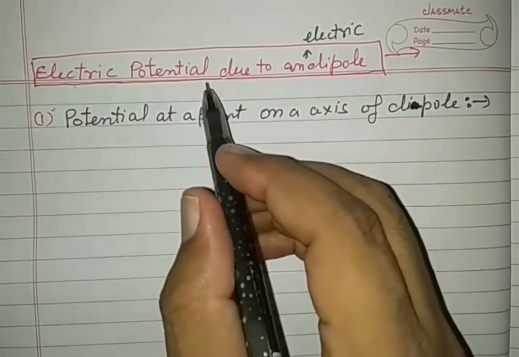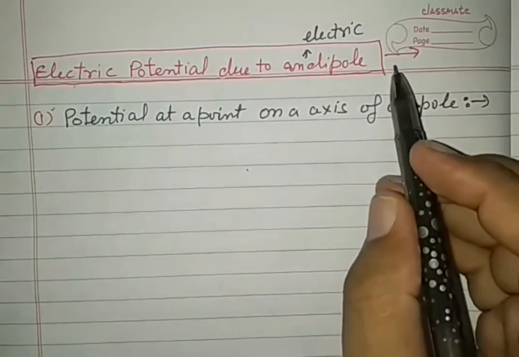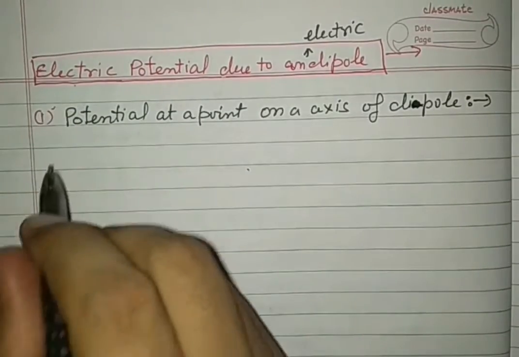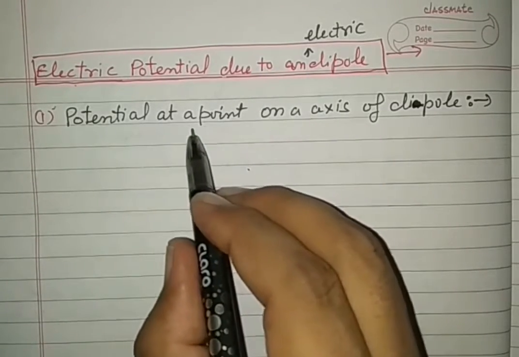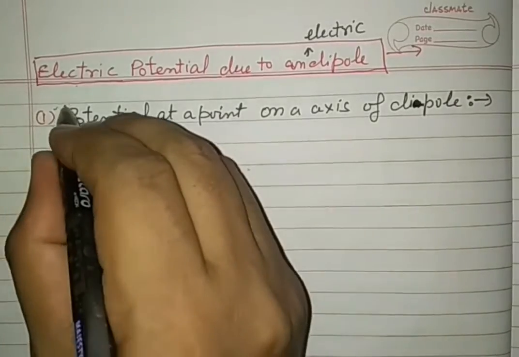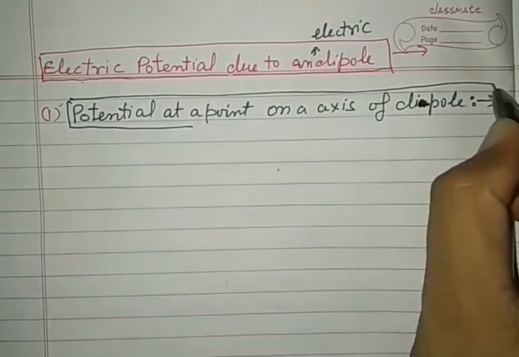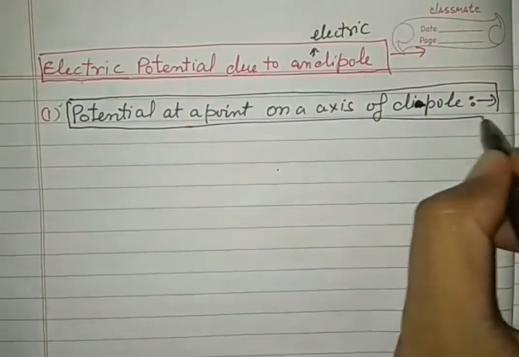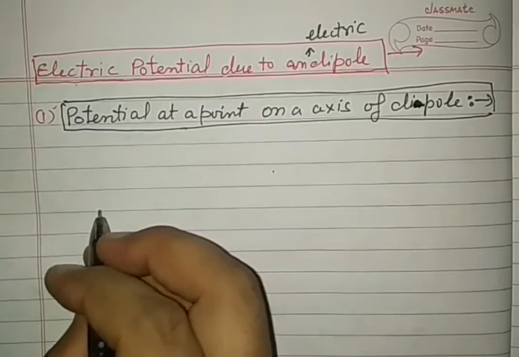This electric potential due to an electric dipole we will calculate under three cases. In the first case, we are going to see the potential at a point on the axis of a dipole. This topic will be clear after watching this diagram here.